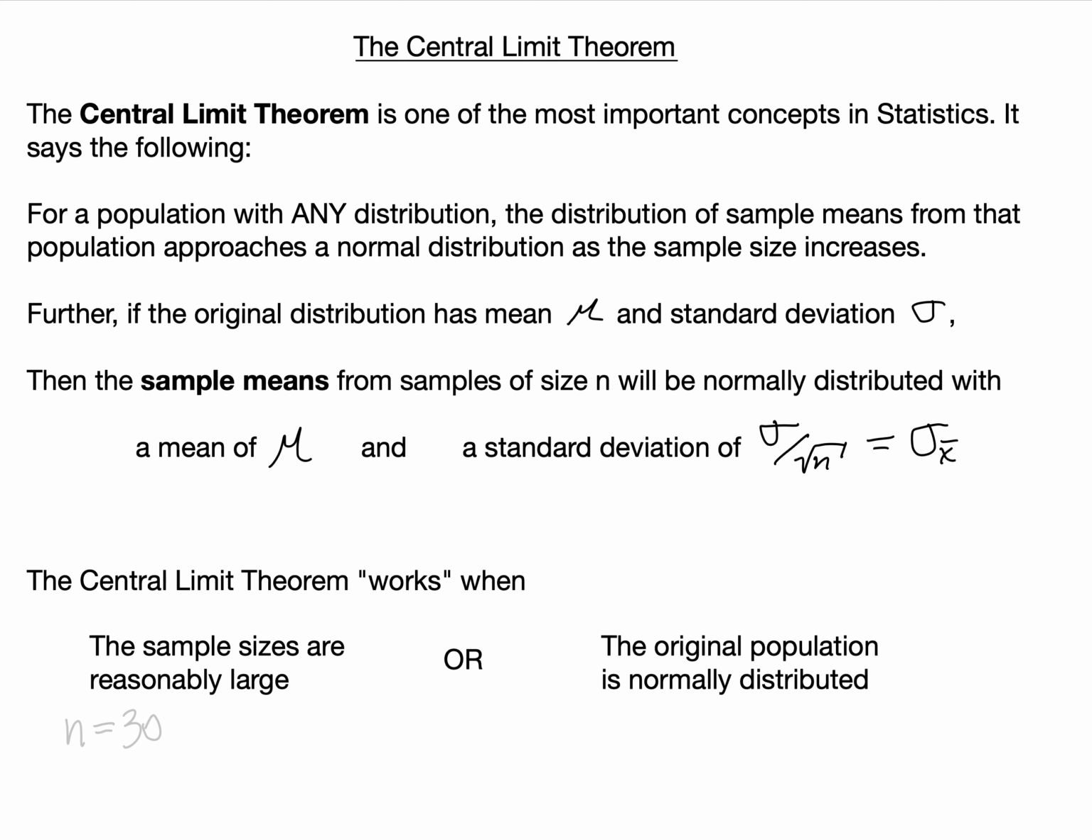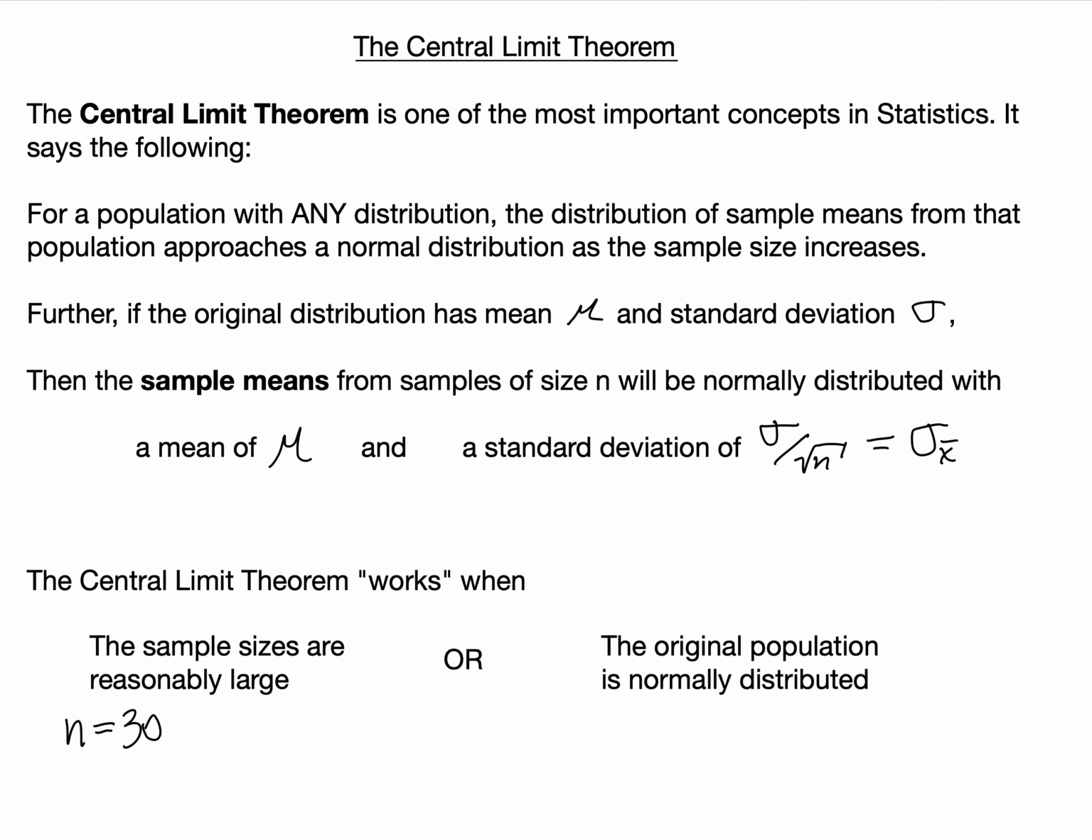n. The central limit theorem works, or, we say that the central limit theorem applies in a situation where sample sizes are reasonably large or the original population is normally distributed. So as long as at least one of those two criteria is satisfied, the central limit theorem works. What do we mean by reasonably large? A lot of people use n equals 30. In other words, the samples that we take the averages of are at least size 30. Some other people use n equals 25, and either of those criteria is acceptable.